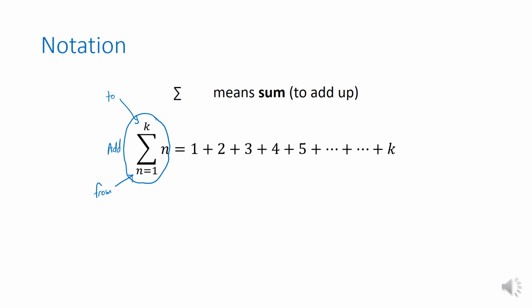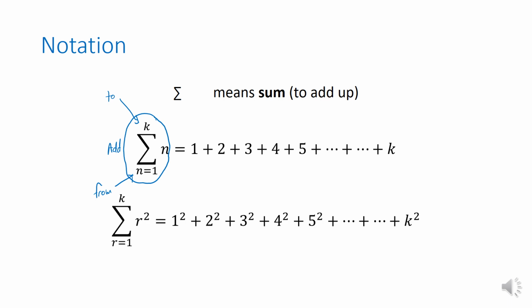So what this represents here that I've drawn the oval around is starting with 1 plus 2 plus 3 plus 4 plus 5 up until whatever value is k. And you'll get used to that with practice.